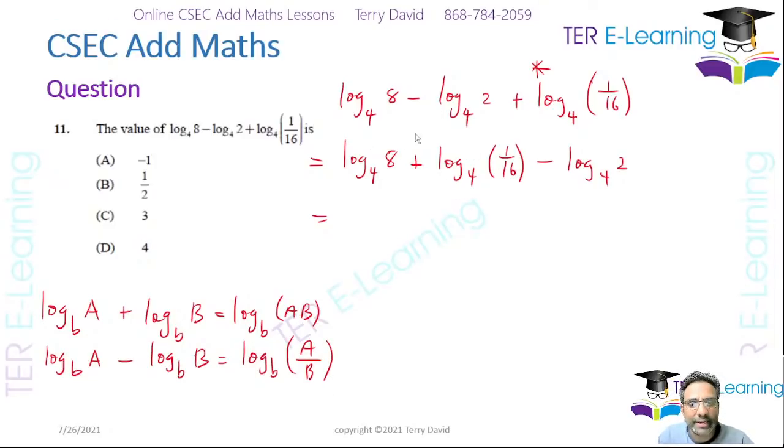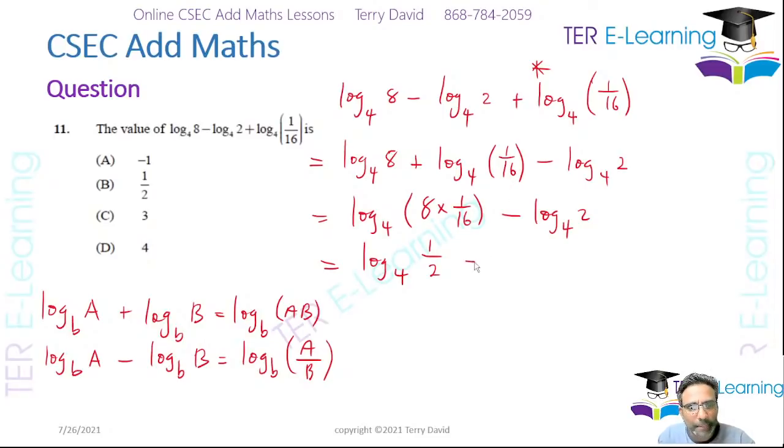So in the first instance here, I'm adding these two. So therefore I can write this as log to base 4. Since you're adding, you're going to say 8 multiplied by 1 over 16, minus log to base 4 of 2. So this here, 8 multiplied by 1 over 16, is going to give me 1 over 2, minus log to base 4 of 2. Hope I wrote that correctly.